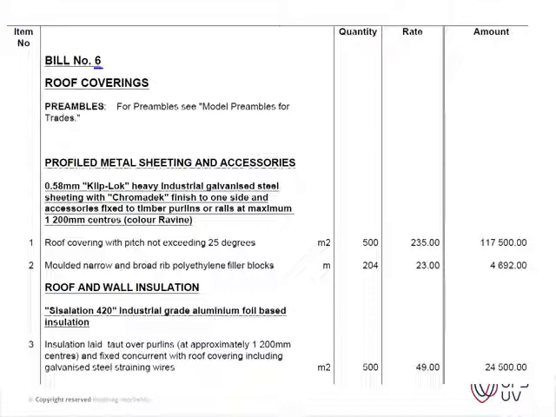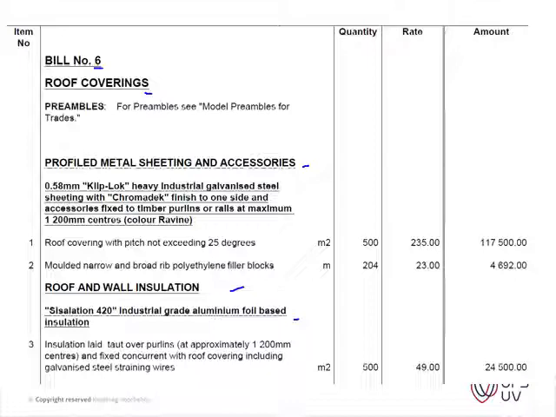So the subcontractor would be a steel worker. If you think about your trades, it's the tradesman that actually installs those items. So roof coverings, you will have specialist roof covering installers, and thus all of the roof sheeting, insulation, your gutters and everything like that will be included in this bill.